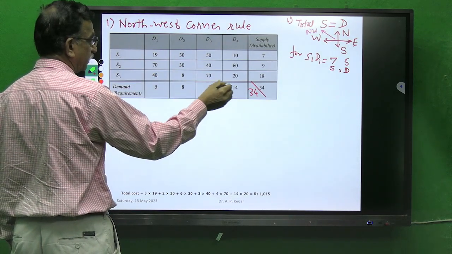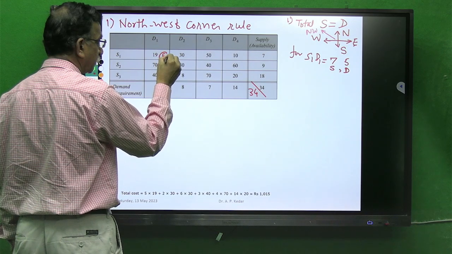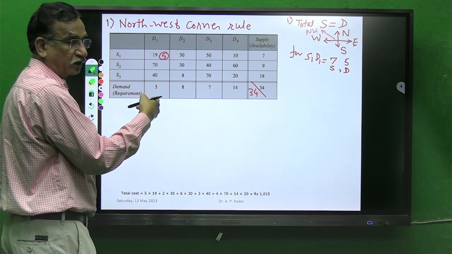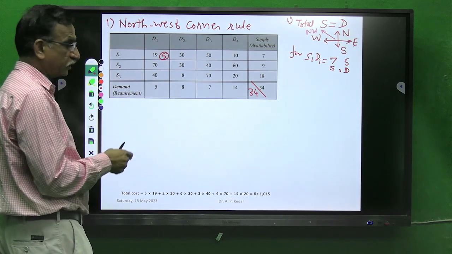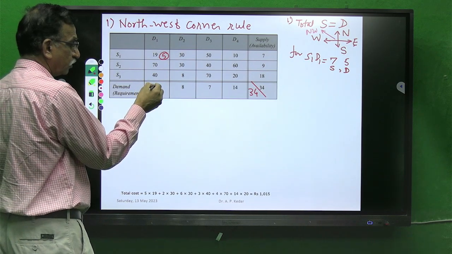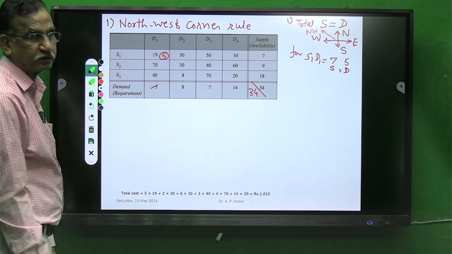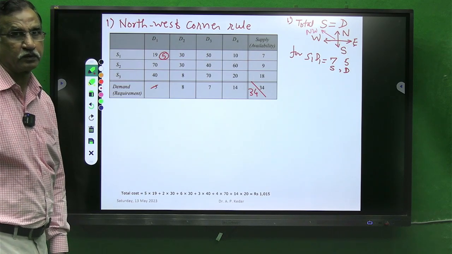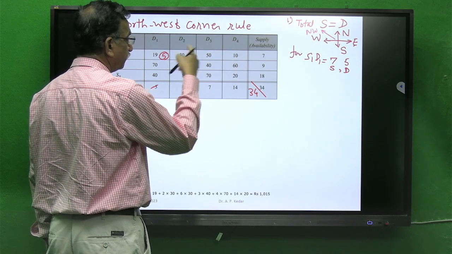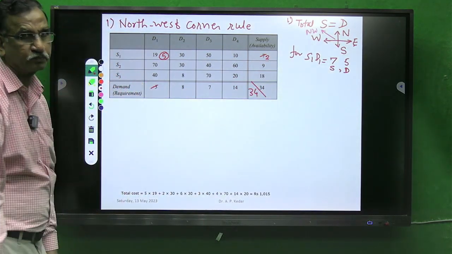I will allocate 5 here. I will circle that allocation. And now since 5 is allocated, this is a very important step I am doing. Since this 5 is allocated, no more allocation is possible to S2 and S3. So I will immediately cut it. Immediately cut it. This is very important. And now since I have supplied 5 out of 7, I am left with a modified 2.